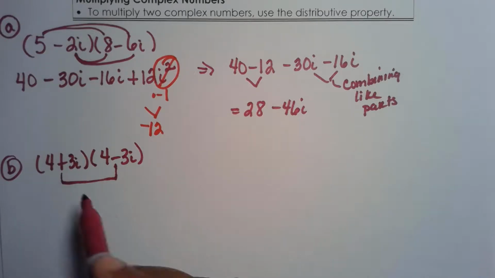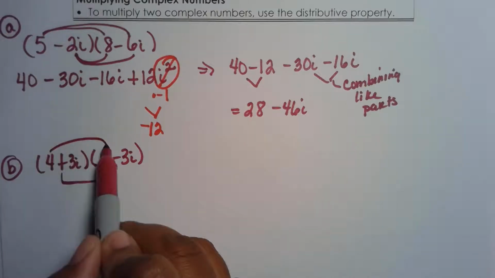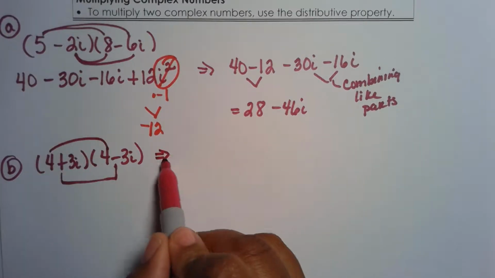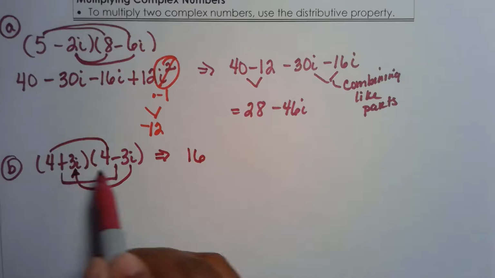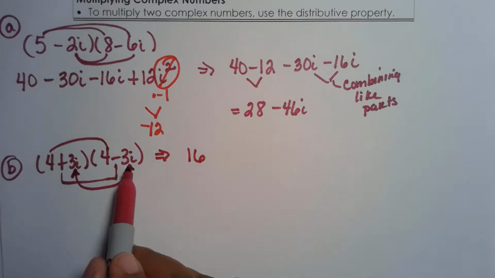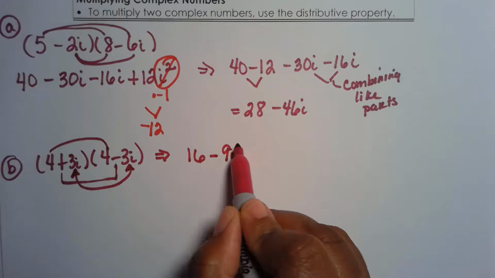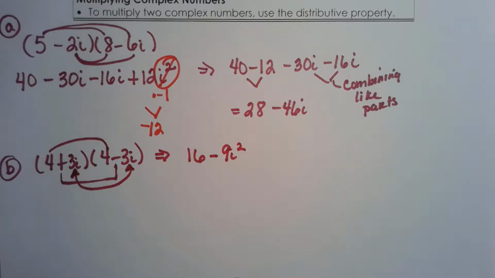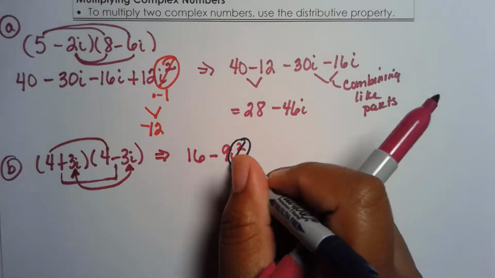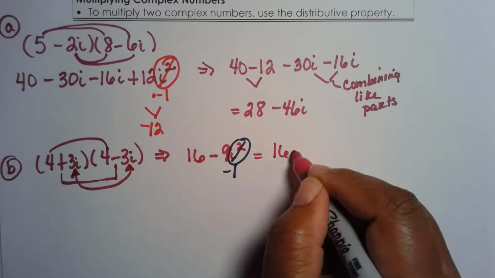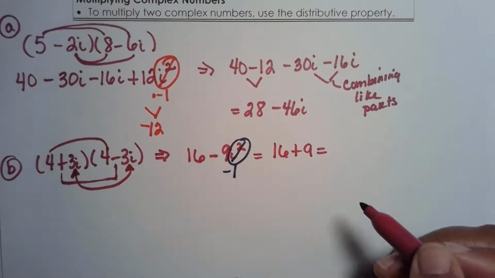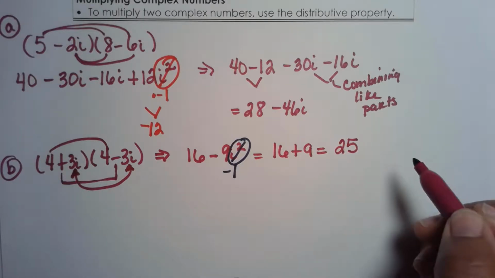So then we're going to multiply the first term, 4 times 4, 16. Multiply the last terms, 3i times negative 3i, that gives us negative 9i squared. And we know that i squared is equal to negative 1. So it's going to make that minus 9 into a positive 9. And then now we have 9 plus 16. That gives us 25.